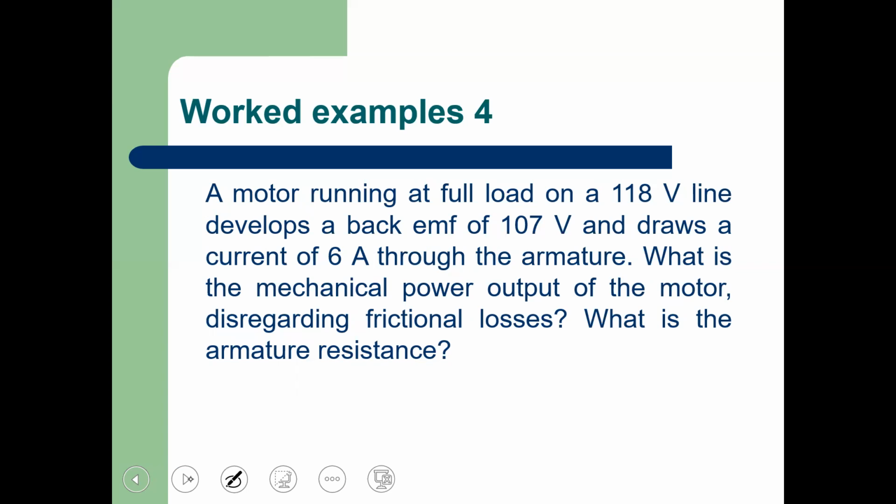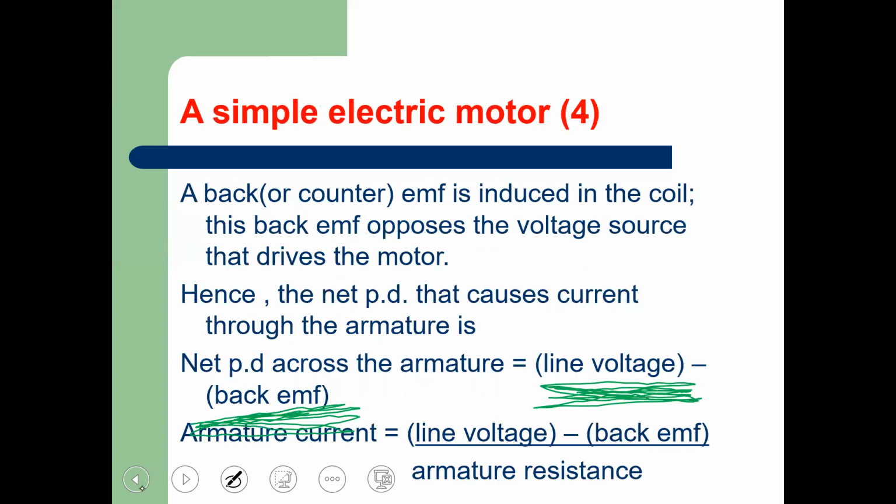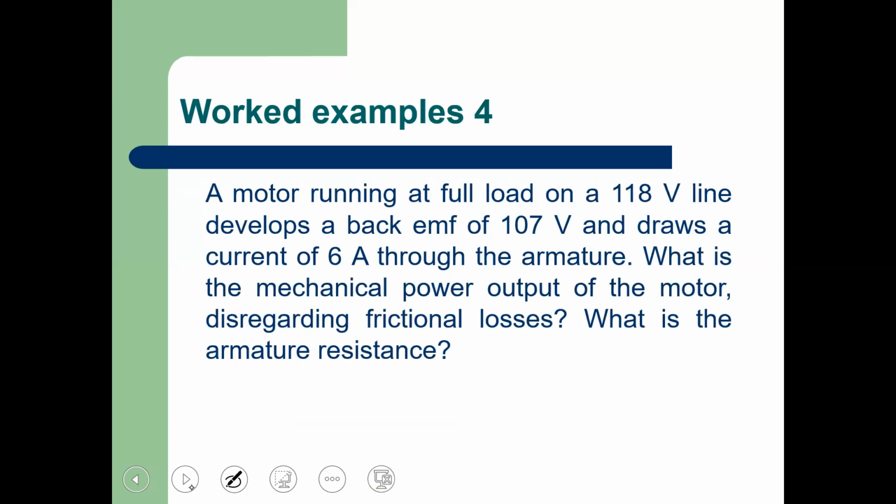What is the mechanical power output of the motor, disregarding frictional losses? And what is the armature resistance? From this, we can determine the armature resistance. We have one expression like that. This expression can help us do that. And we also have the back EMF, and we have the current through the armature. Then what else do we need?